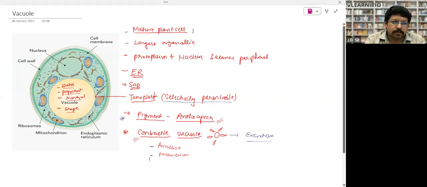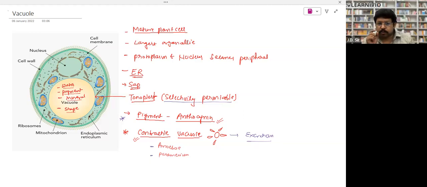Every plant cell has the biggest organelle, the vacuole. When the plant cell is immature, there will be very small vacuoles. When the plant cell matures, those small vacuoles fuse and make a big vacuole, which is called the central vacuole. So every mature plant cell has a central vacuole.